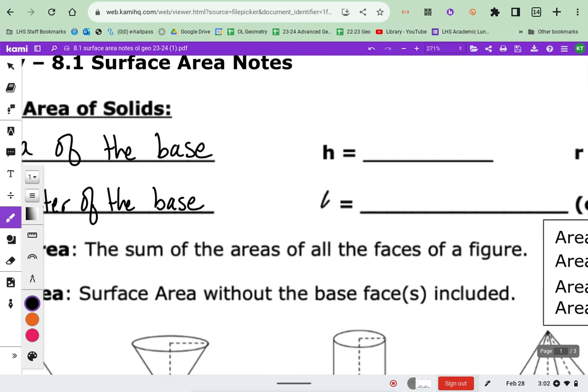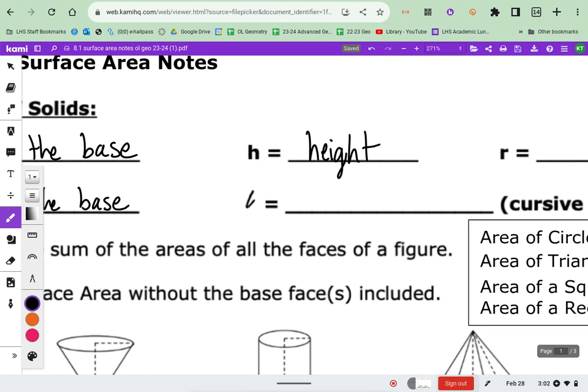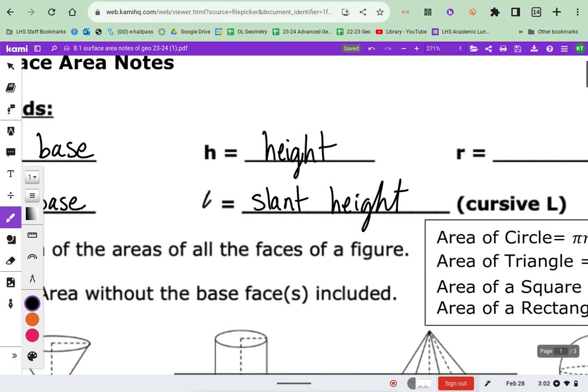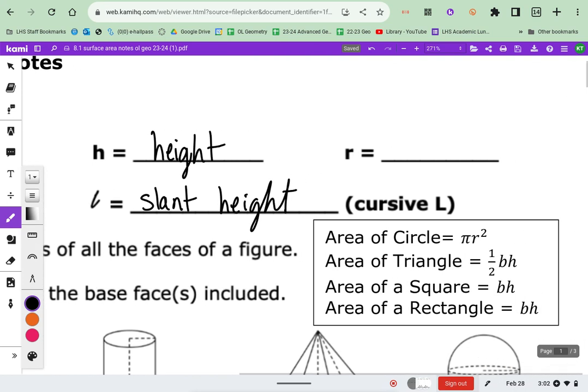So H stands for height. The cursive L stands for slant height, which we'll look at in a second, what that actually is. And then R is for radius. So whenever you're dealing with circles, you'll have a radius. And today we're just going to look at surface area. Next class we'll look at volume.